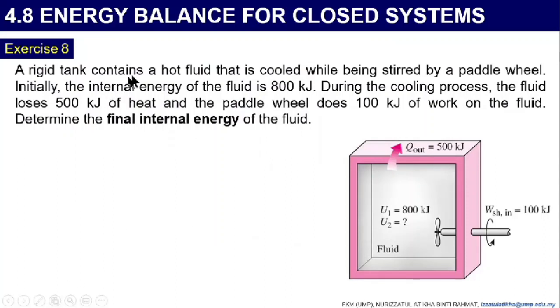A rigid tank contains a hot fluid that is cooled while being stirred by a paddle wheel. Initially, the internal energy of the fluid is 100 kJ. During the cooling process, the fluid loses 500 kJ of heat, and the paddle wheel does 100 kJ of work on the fluid. Determine the final internal energy of the fluid.